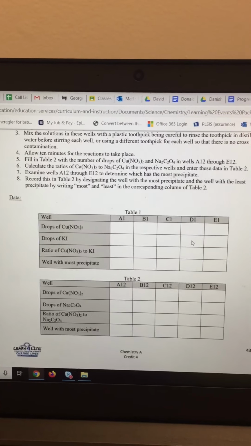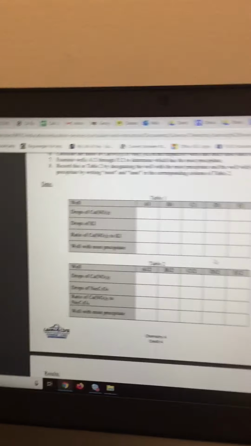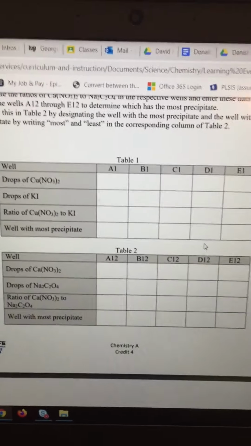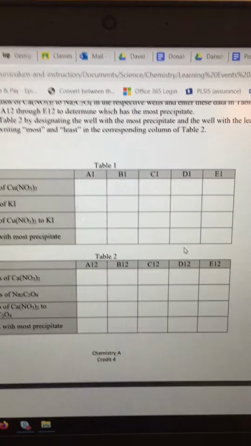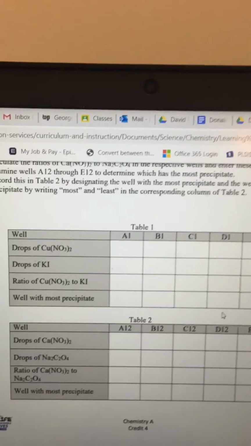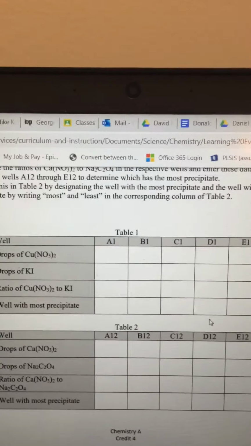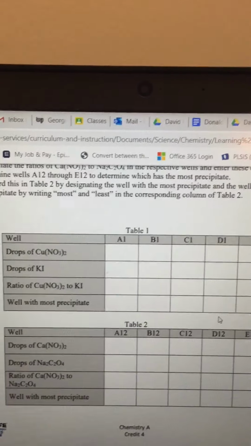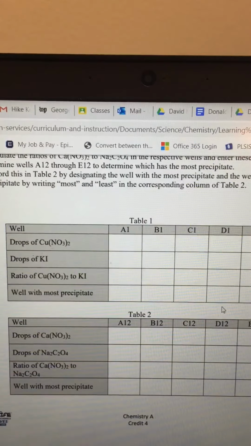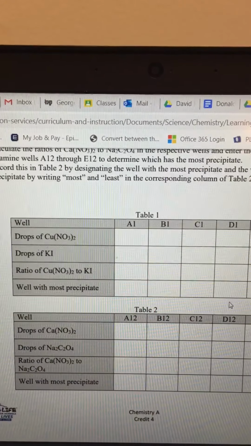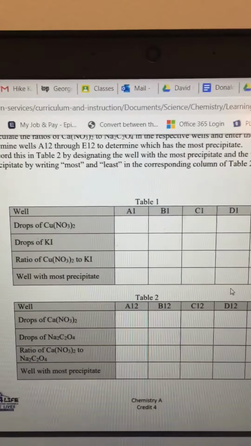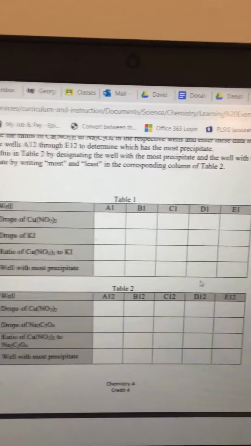And then go on and fill out the tables. For example, table 1, fill that one out for your reaction between copper and potassium, and write in how many drops you have of each reactant in each well. So do that now, and then in row number 3, calculate the ratio you have between the two reactants. Now we'll go and look at the results we have.